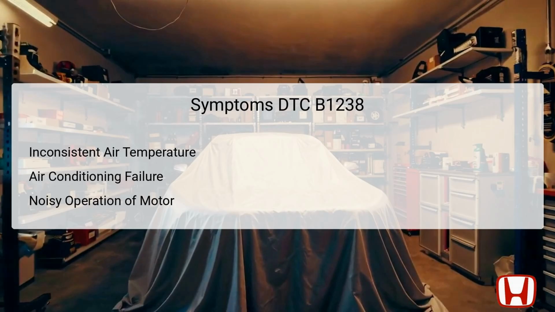When DTC B1238 is triggered, several symptoms may manifest, primarily affecting the vehicle's climate control experience. One immediate symptom is inconsistent air temperature. Drivers and passengers may find that the temperature inside the cabin does not match their chosen settings, leading to discomfort. Additionally, air conditioning, AC, may fail to function correctly, causing inadequate cooling when needed. Another potential symptom could be a noisy operation of the air mix control motor, indicating mechanical issues or strain on the components involved. If any of these symptoms arise, it's crucial to initiate the troubleshooting procedure to fully diagnose the problem linked to this DTC.